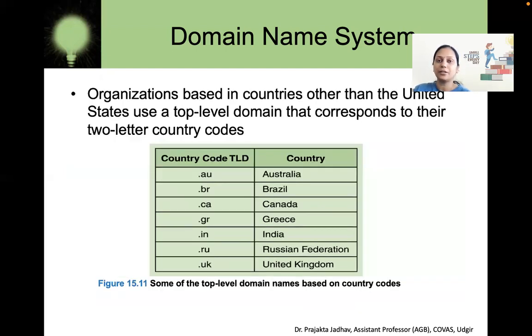Besides, a country will also have its own domain, right? Most internet sites will have .gov.in, .com.in, right? So what is this .in? It is about your country, India. .au is Australia, .br is Brazil, .ca is Canada, and .uk and all, okay? So this is how the domain name works.